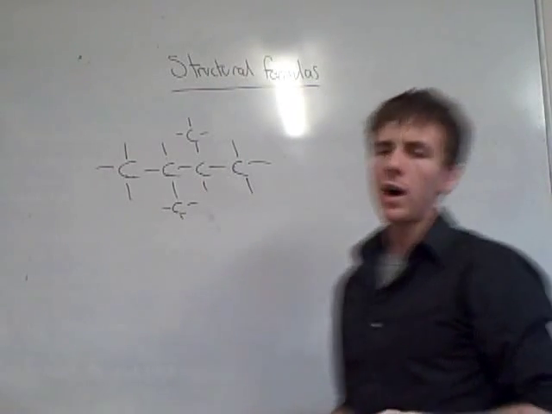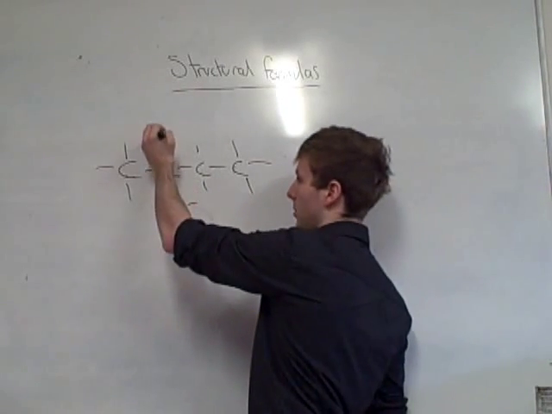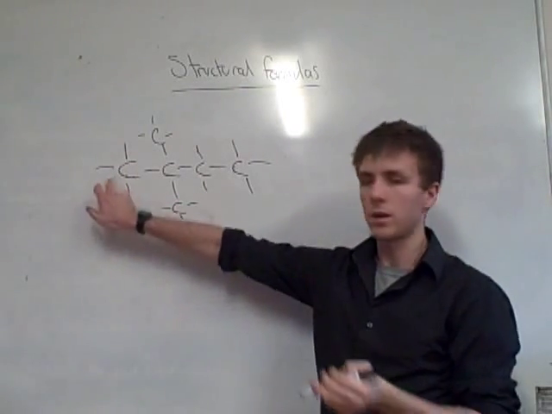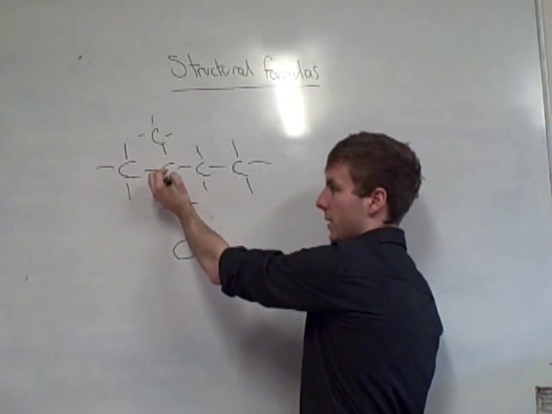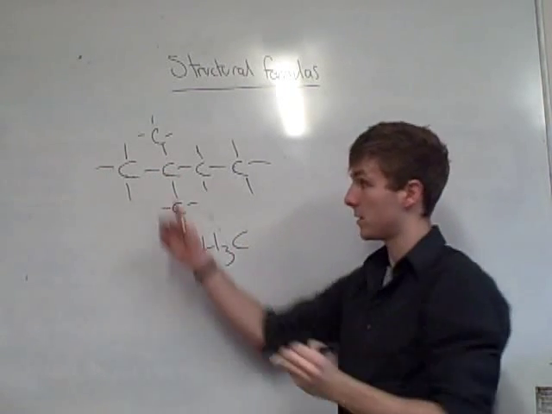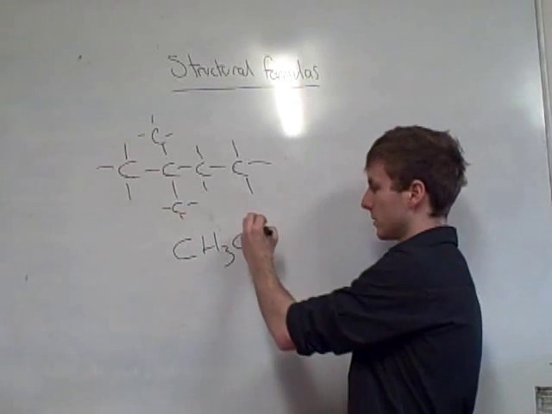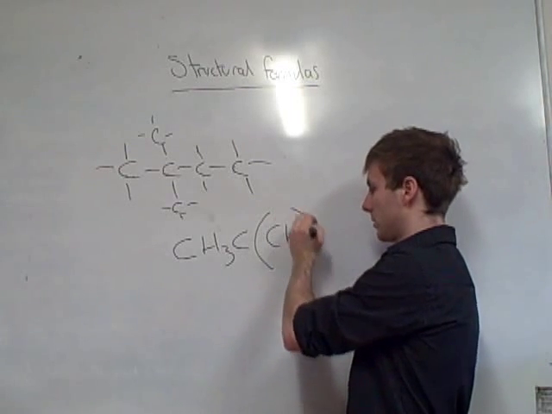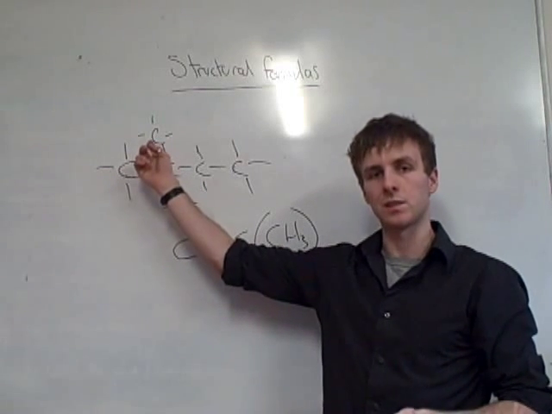Pray tell though, what happens if we have 2 methyl groups on the same carbon? What are we going to do now? It's pretty easy. CH3. Now I've got my C with no H's bonded to it, and attached to that is a CH3. So in brackets, CH3. Now I've also got another CH3 attached to that.